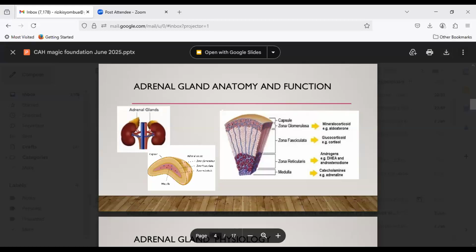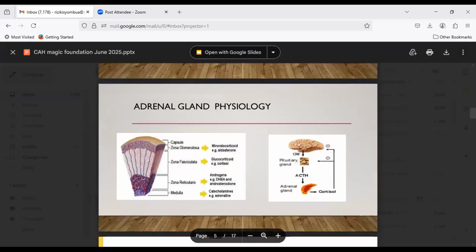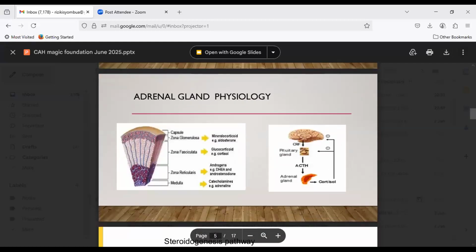Next. So the control of the secretion of the function of the adrenal glands, that is, all the 3 layers, is controlled by ACTH. So we have the CRF from the brain.